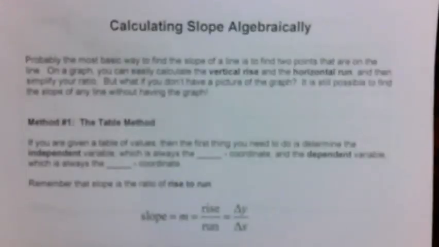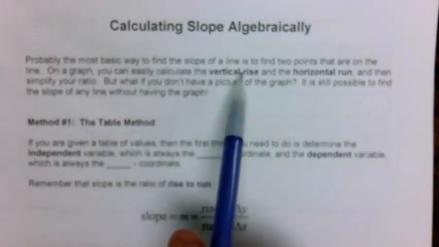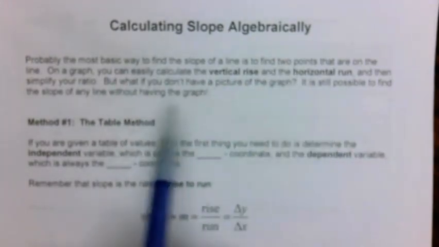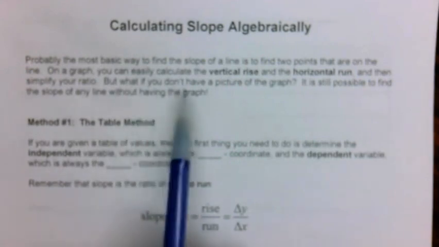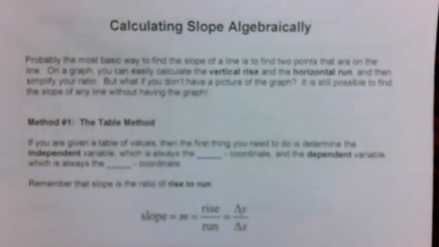In this video, we're going to learn how we can calculate the slope when we don't have the graph of a line in front of us. Probably the most basic way to find the slope of a line is to find 2 points that are on that line. And then on the graph, you can easily calculate the vertical rise and the horizontal run, and then you simplify your ratio.